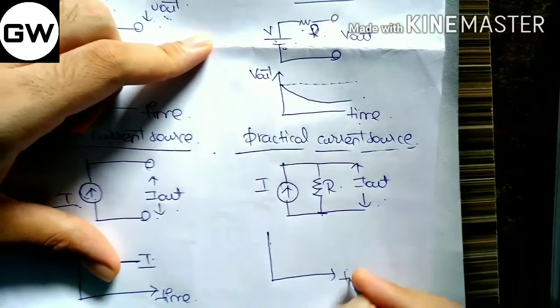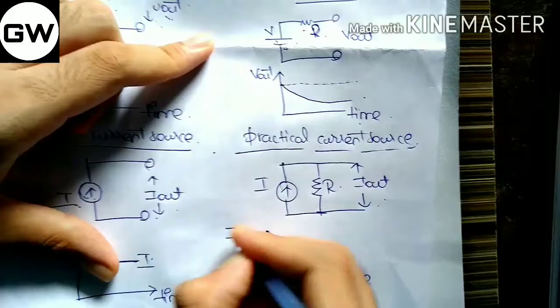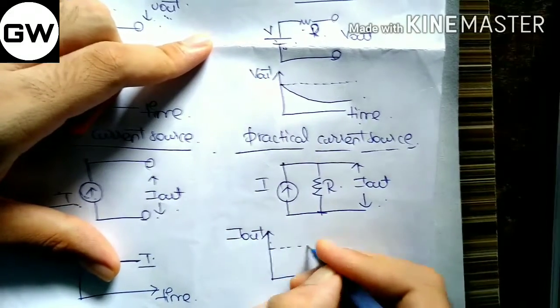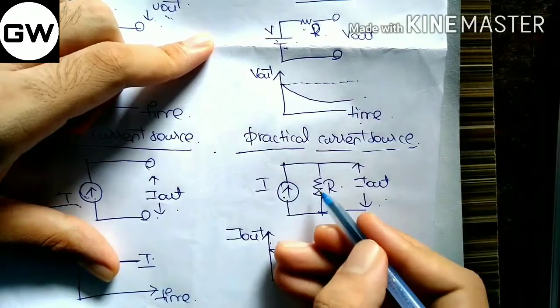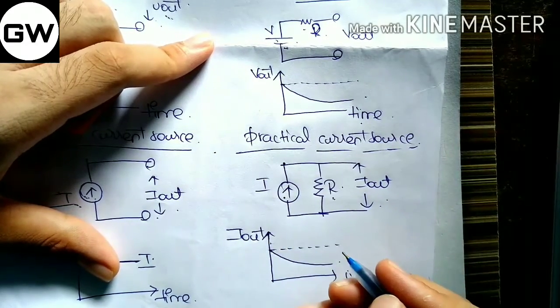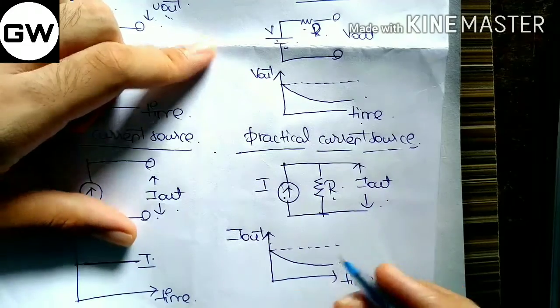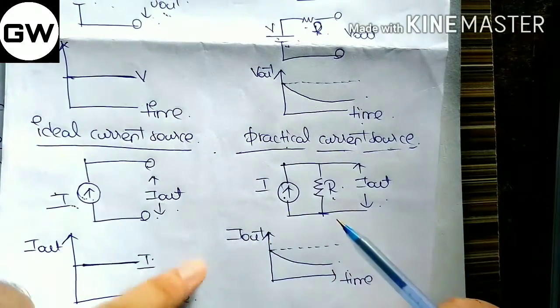The graph is plotted between time versus the current I out, and we need to get a constant value, but we'll be getting a decreased value because the current will be consumed by this resistor, so we cannot get a constant supply throughout the duration of time. And this is about the practical current source.